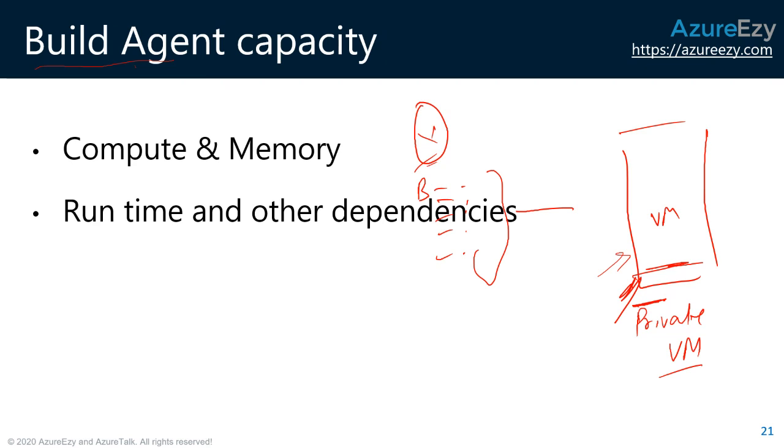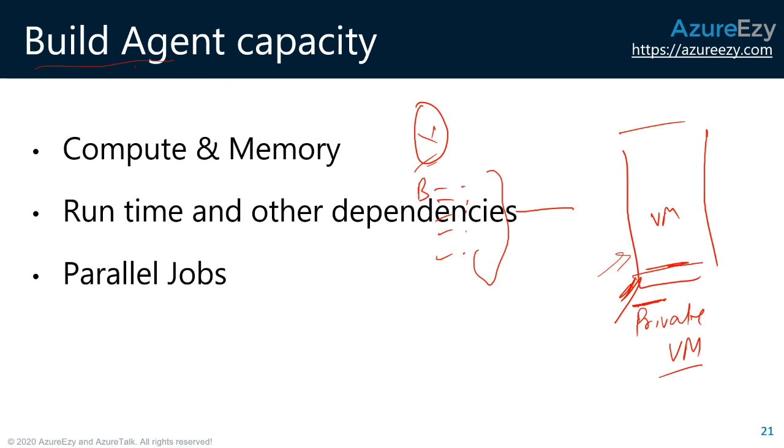So you might have to install those dependencies, install those runtimes if at all your build needs. So you need to look at those aspects if at all you are setting up your build capacity, your build agent. Then both from the compute and memory point of view, and also from the installed application, installed runtime point of view.